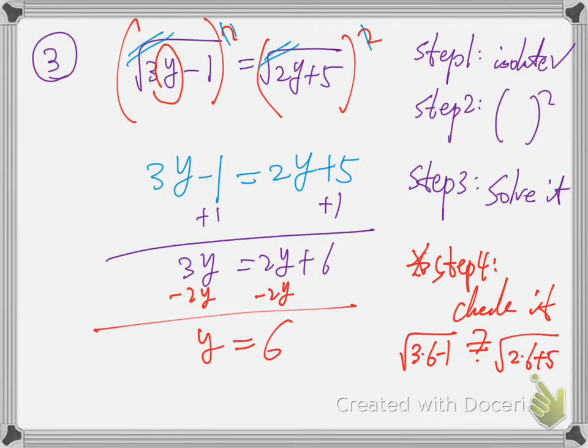Left hand side we got 18 minus 1, 17. Right hand side we have 12 plus 5, 17. So it is correct. This is the right answer. So isolate, square both sides, solve it and check it.